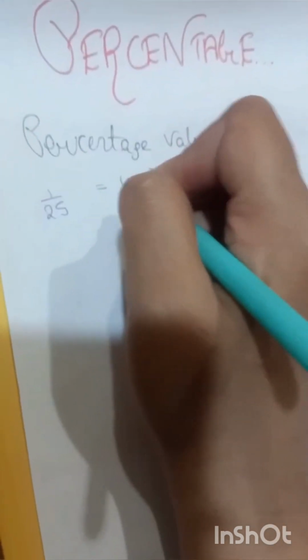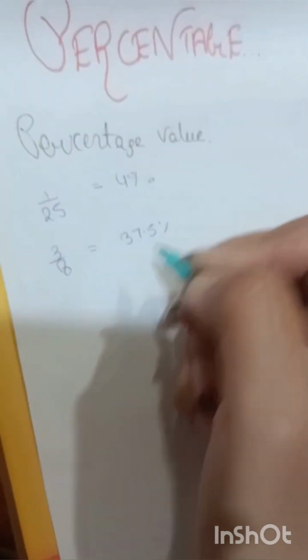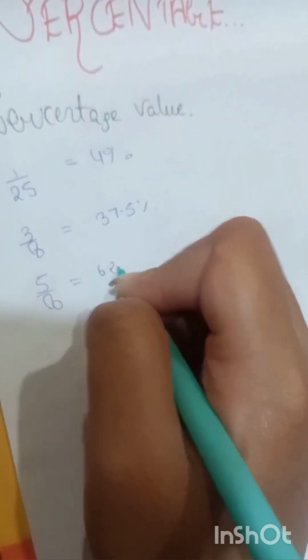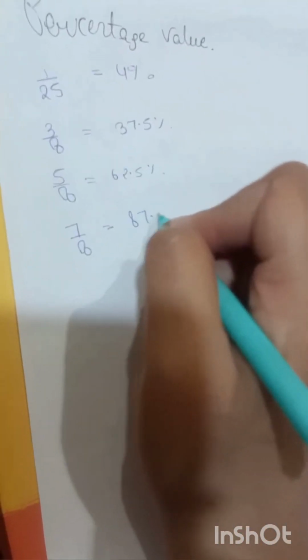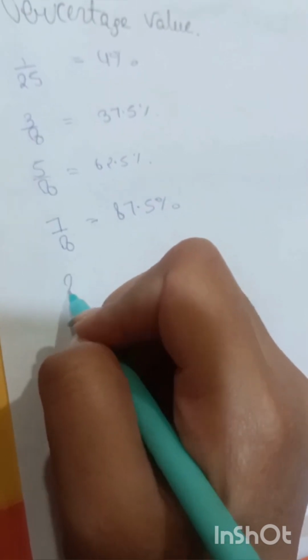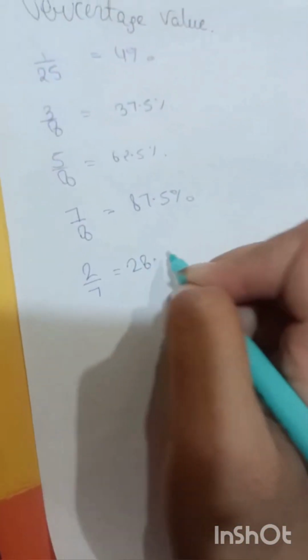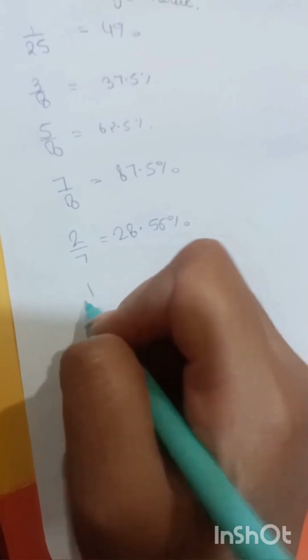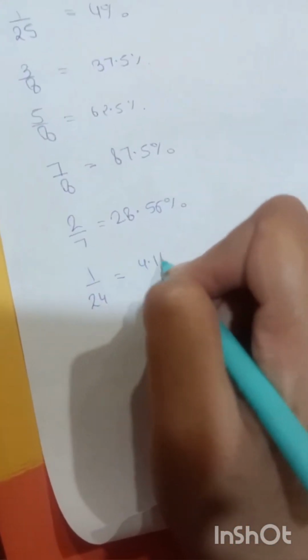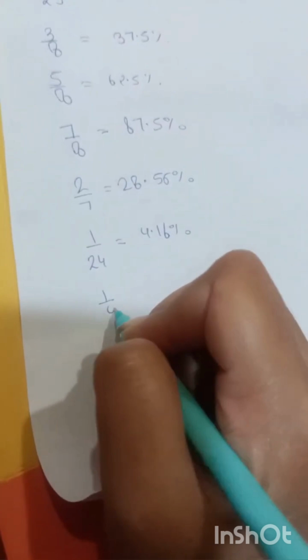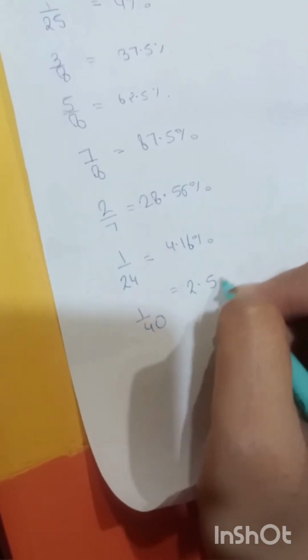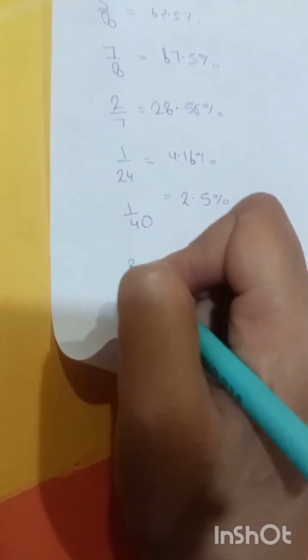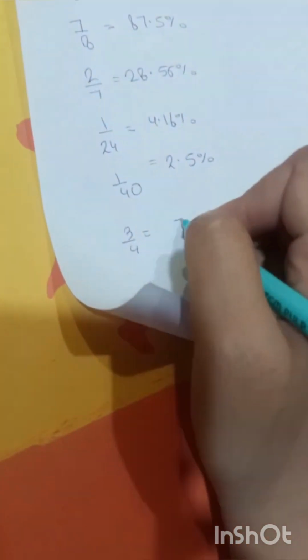They are: 1 by 25 equals 4%, 3 by 8 equals 37.5%, 5 by 8 equals 62.5%, 7 by 8 equals 87.5%, 2 by 7 equals 28.56%, 1 by 24 equals 4.16%, 1 by 40 equals 2.5%, and 3 by 4 equals 75%.